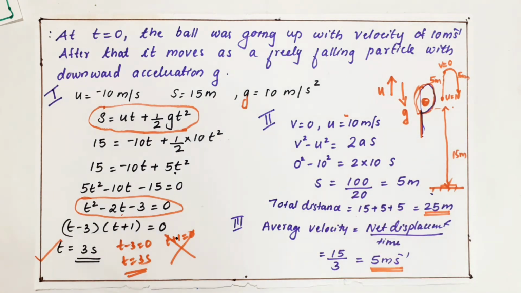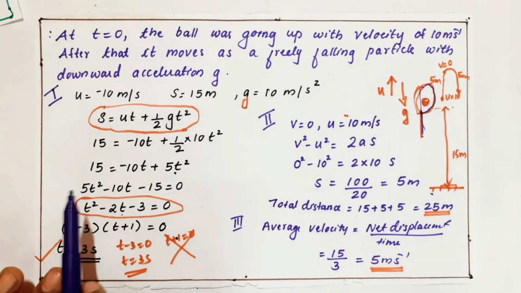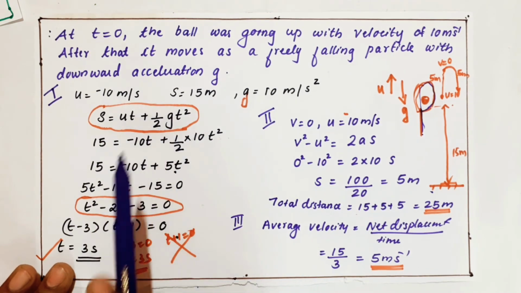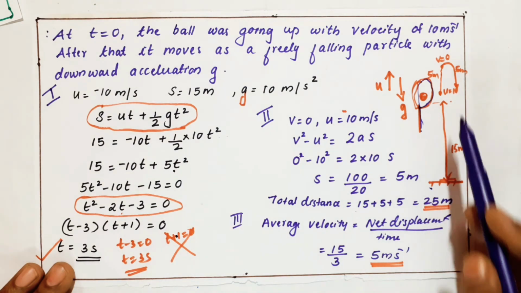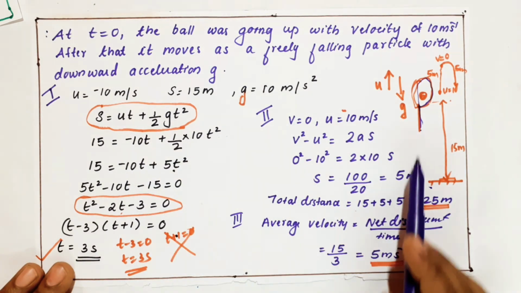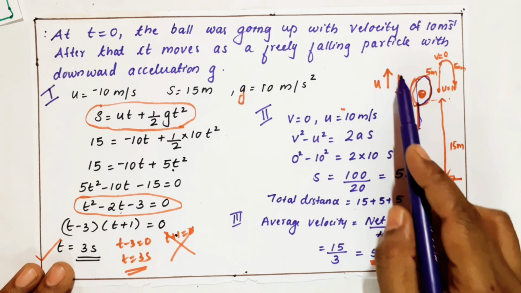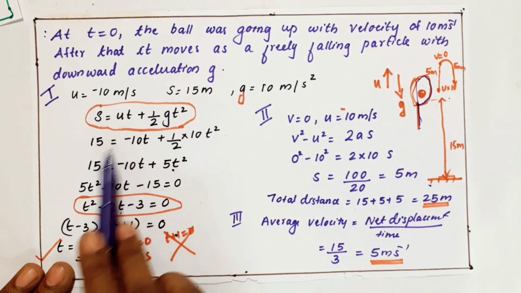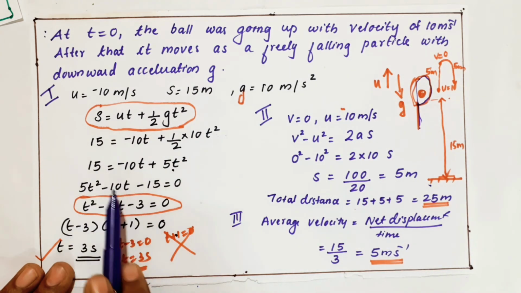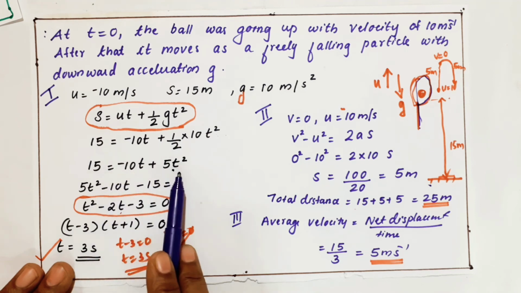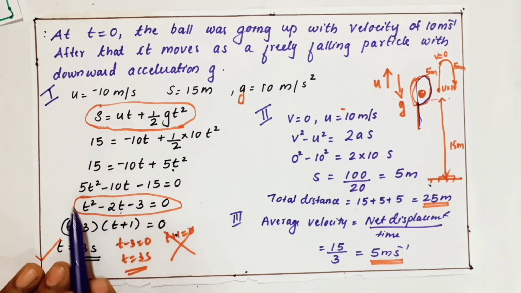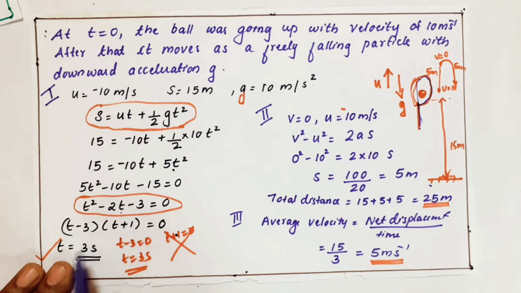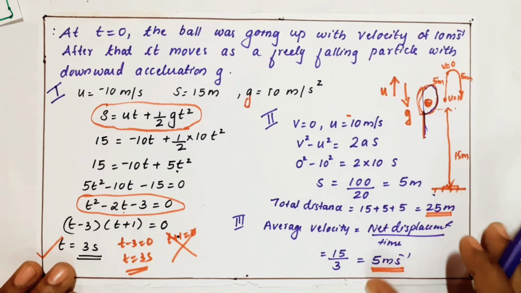This type of question, no need to think anything. When instead of ball from a rocket or from a helicopter, we are dropping a food packet, all those types of question we use this equation: S equal ut plus half gt square. So displacement is 15, u because the velocity is going up but gravity down, so minus. So when you substitute, 15 minus 15 equals minus 10t plus 5t square. I get a quadratic equation. If you solve the quadratic equation, we get the value of t as 3 seconds.